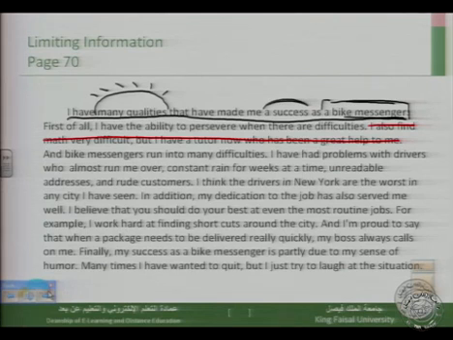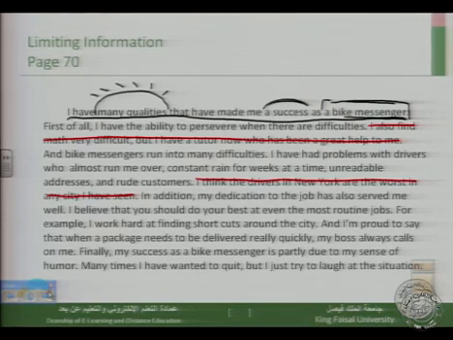The next sentence is, I think the drivers in New York are the worst in the city I have seen. This sentence is not relevant. It is not relevant to the paragraph. It doesn't speak about the qualities that made him a success. So we have to cross it out. So this sentence is irrelevant. We have to cross it out.